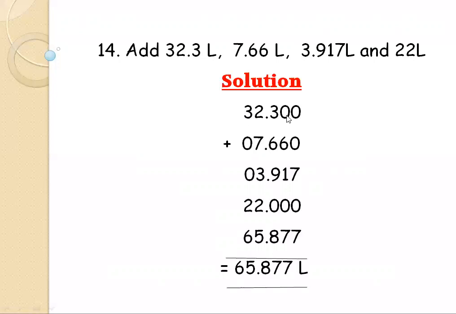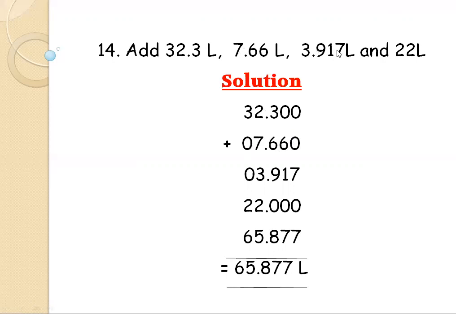For this number, since you have 32.3, it will be good to add 0, 0 to the back to make it easy when you are adding other numbers so that it won't confuse you. And then I have 7.66. Remember that this 7 is a unit, so it should be under this 2, 7.66. Then I can add a 0 here and another 0 here. Do you understand? And if you don't want to add it, it's fine.